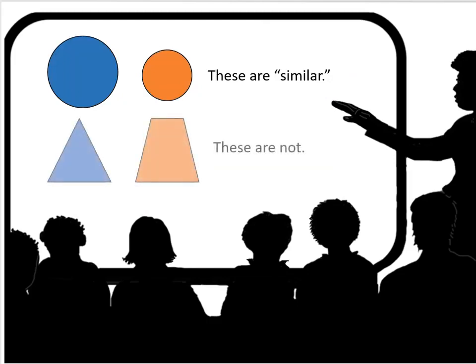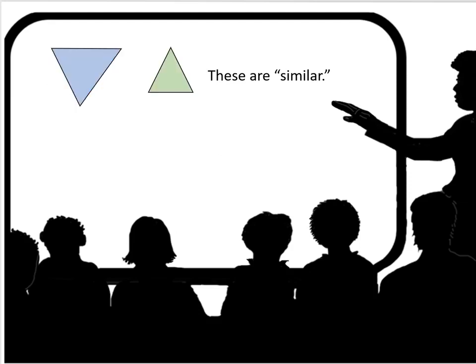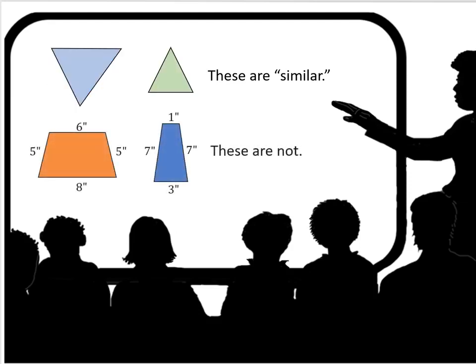These two objects are similar. These are not. These are similar. These are not. The second pair, these two here, are not. Even though they look similar, they look to be similar shapes, what do you notice?